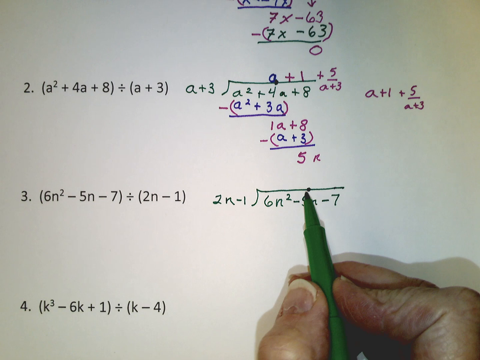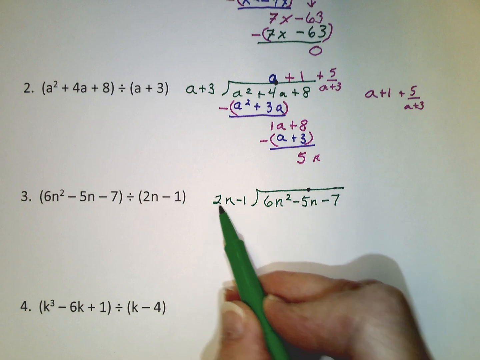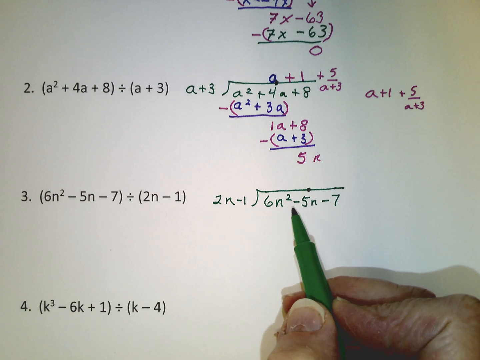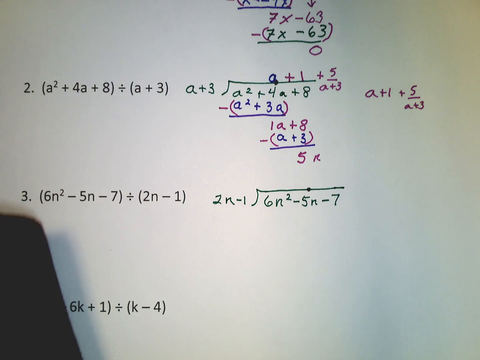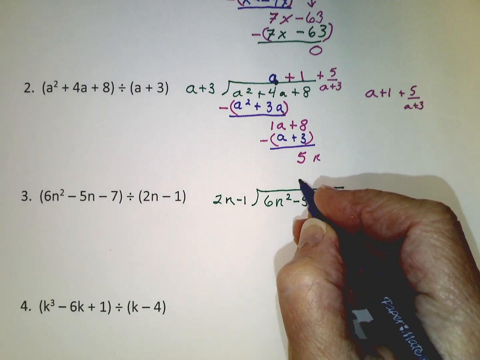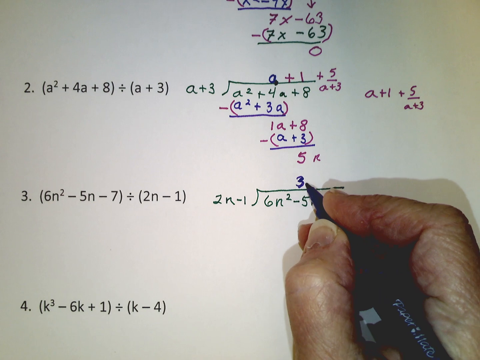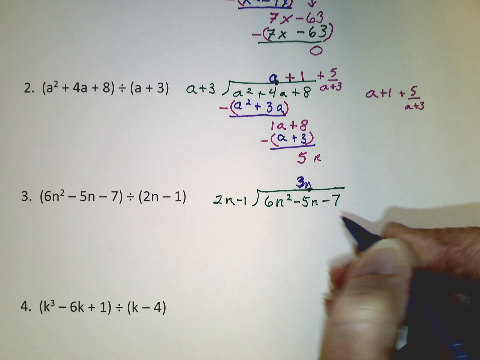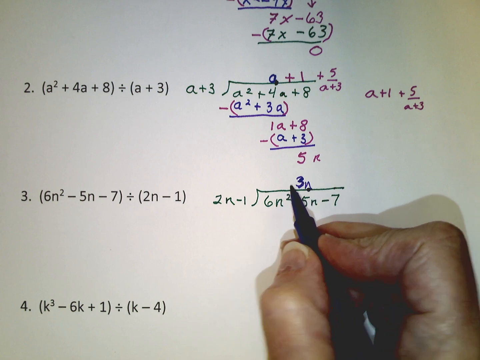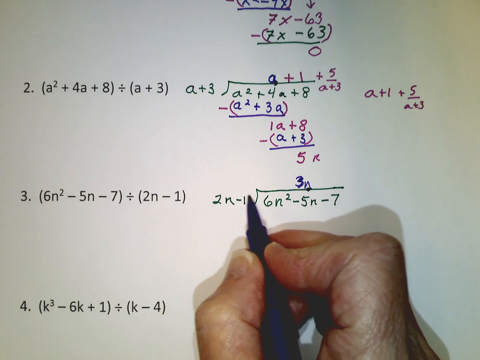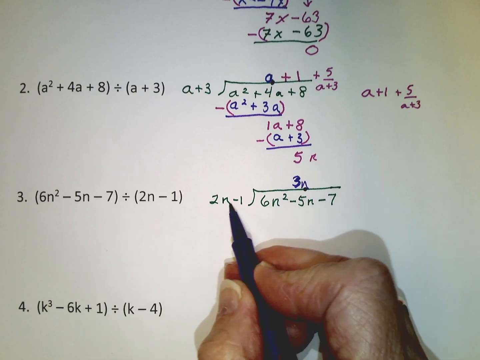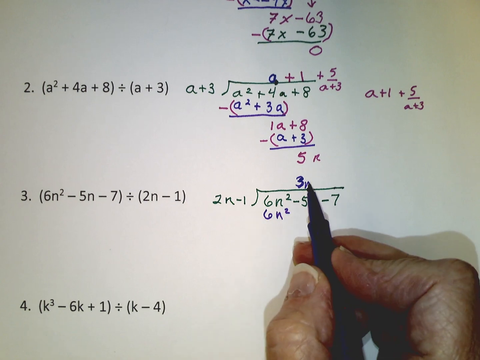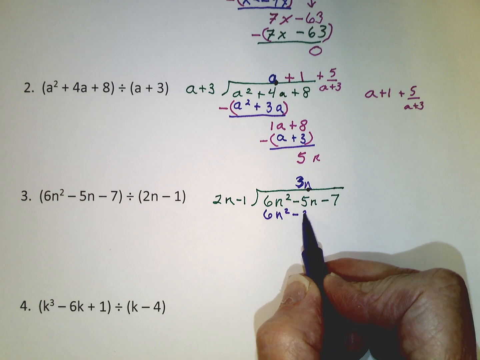We're still going to find out what to put here by dividing the 2n into the 6n squared. What would you multiply times 2n to get 6n to the second? Well, that would have to be a 3, 3n. And now we're actually going to multiply that 3n times the entire divisor. So 3n times 2n is 6n squared. Then 3n times negative 1 is negative 3n.